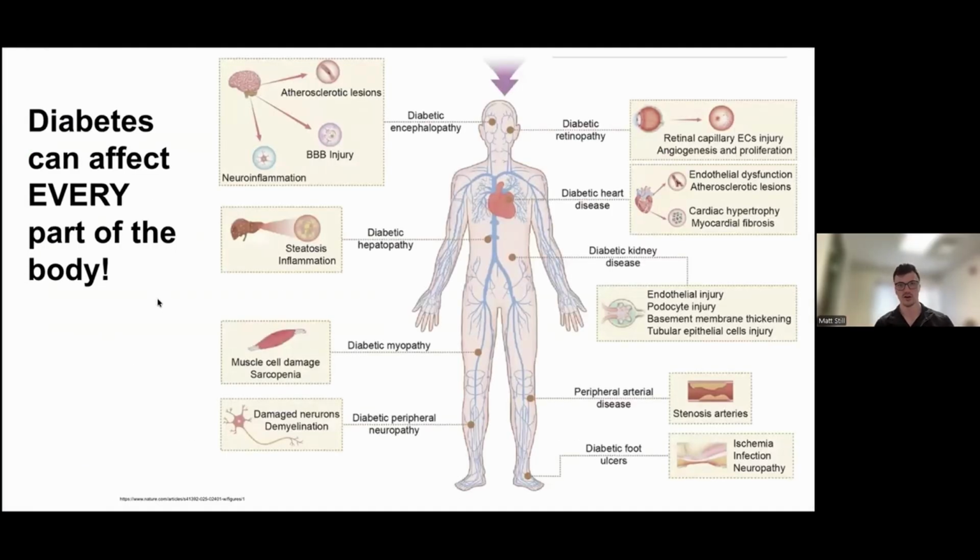So just to start, diabetes can truly affect every single part of the body. And this is an image I found from a Nature publication, but trying to hammer this home early because we do know that diabetes really does affect every part of the body. We may think of specific areas like the feet or the hands or the eyes, but it can affect your muscles, your liver, your heart, your brain. So just keeping that in mind.